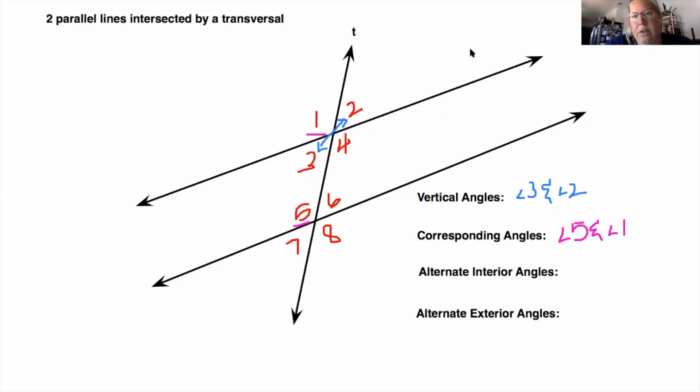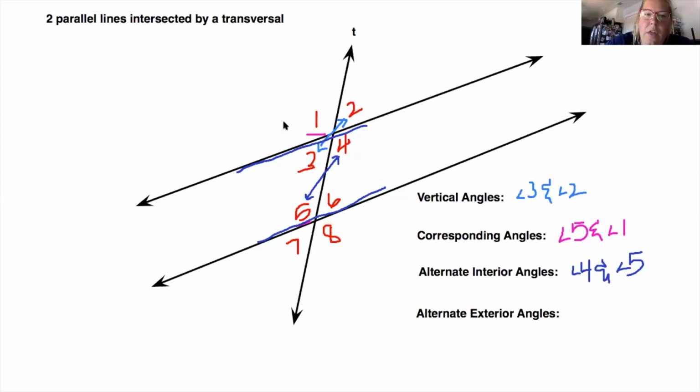Alternate interior angles are on the inside, so on the inside of the parallel lines, but they alternate, meaning go across from the transversal. Okay, so angle 4 and angle 5, they're alternate interior.